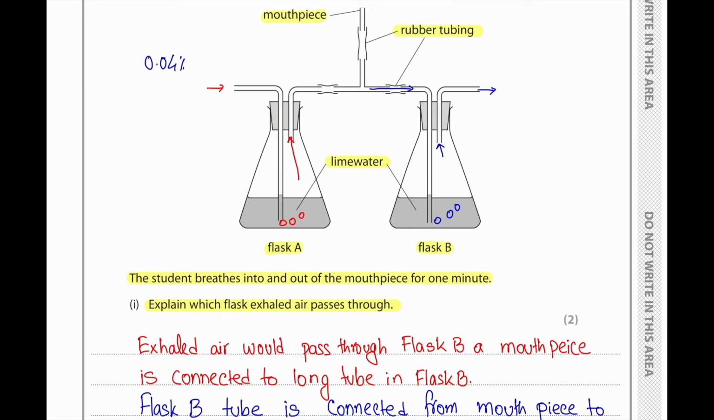this air, the exhaled air, contains 4.0% carbon dioxide. So 0.04% carbon dioxide in the inhaled air and 4% carbon dioxide in the exhaled air.